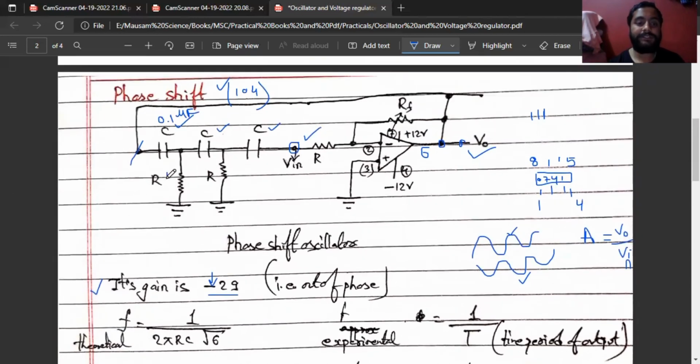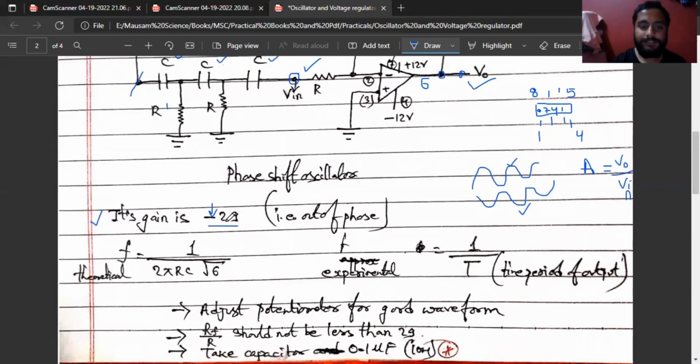One time we can keep the resistance at 1 kilo ohm, all these 3 resistances. Another time we can keep 2.2, another time we can keep this resistance value 3.3. It's better to change the resistance than the capacitor, because if we change the capacitor, in my experiment I didn't get reliable results. So you may try by changing the capacitor. If you get the gain 29, then it's correct.